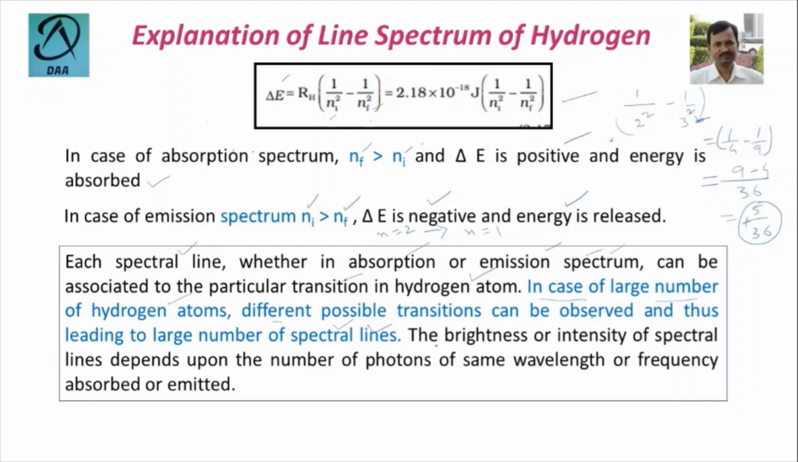The brightness or intensity of the spectral line depends upon the number of photons of the same wavelength or frequency, absorbed or emitted. That means the brightness or intensity of the spectral line depends on two things. One is the number of photons, and these photons will have the same wavelength and same frequency, whether absorbed or emitted.